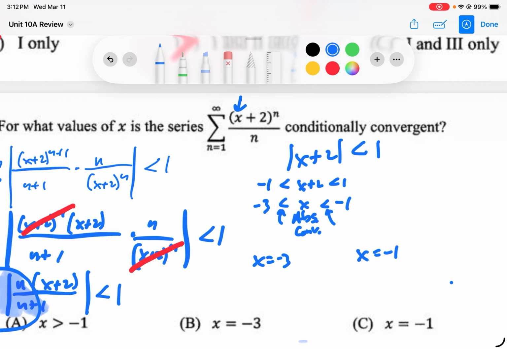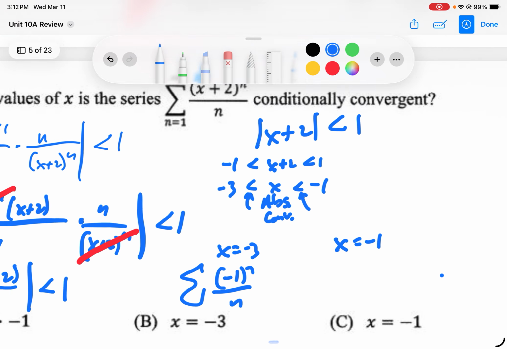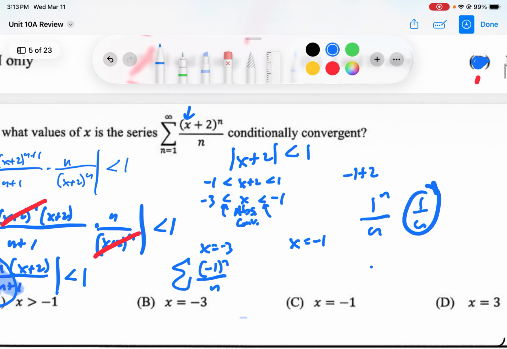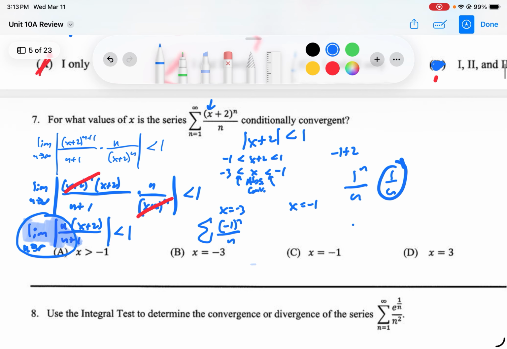So I plug in -3 here. -3 plus 2 is -1. Now I realize that's an alternating harmonic series that converges, but it converges conditionally. If I plug in -1, -1 plus 2 is 1, and 1 to the n over n is just 1 over n. That series diverges altogether. So I could do a little extra work: -3 is less than or equal to x, which is less than -1. Those are the values where the series converges, but it converges conditionally when x is -3.